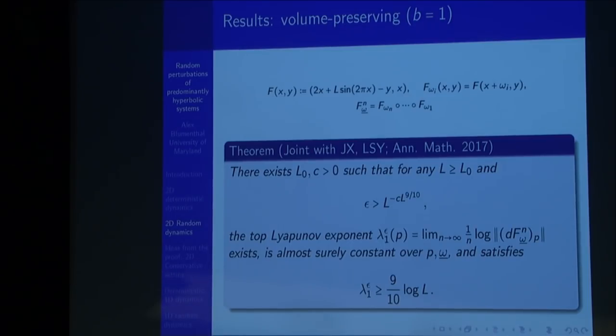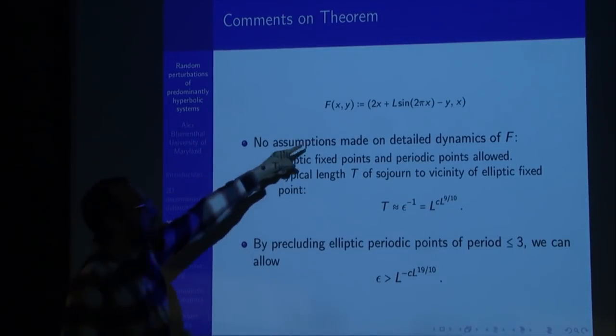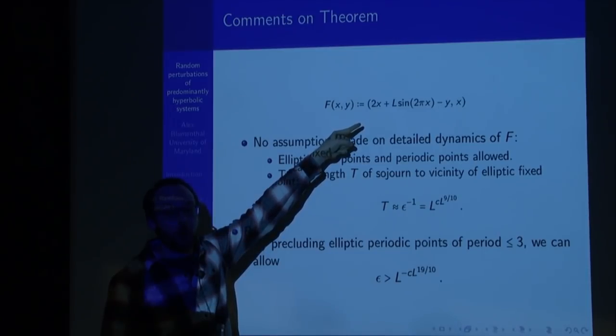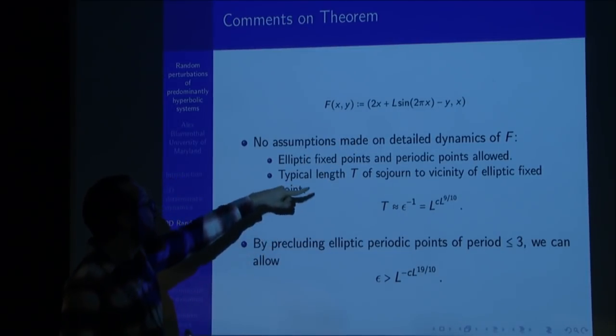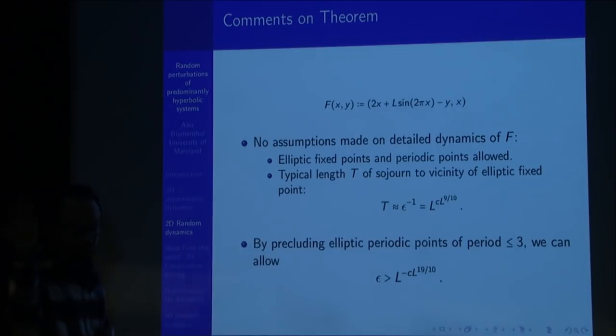So let me explain why this was surprising, or why I thought it was surprising, actually, is that I made no detailed assumptions about the dynamics of the standard map. This result holds for all L sufficiently large, including those for which F has a big fat elliptic fixed point. Okay? So if F has an elliptic fixed point, I just told you this kind of elliptic island story, right? So the deterministic dynamics has a big fat elliptic island just sitting there swirling around, okay?